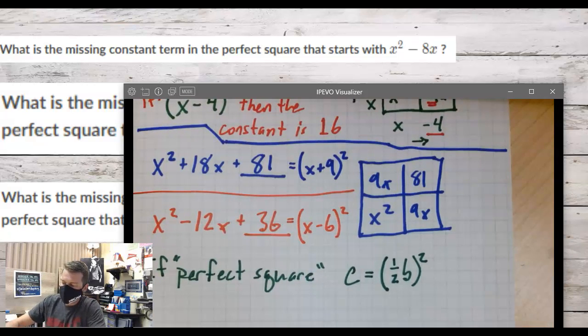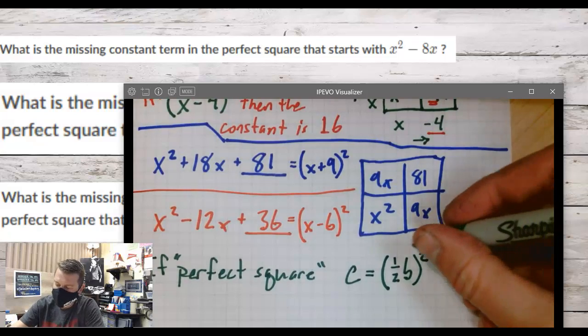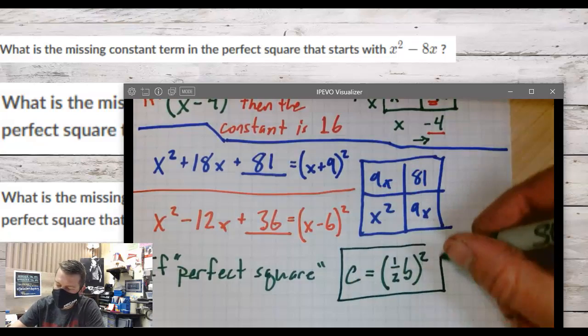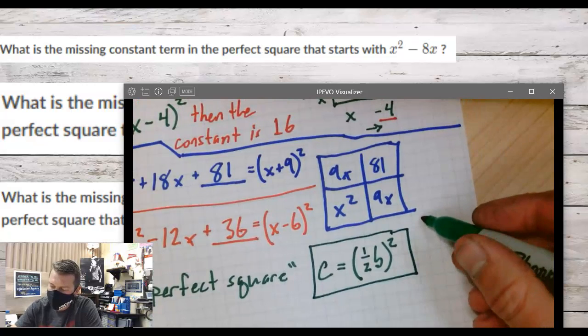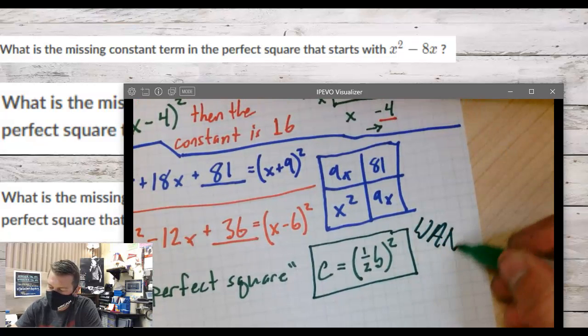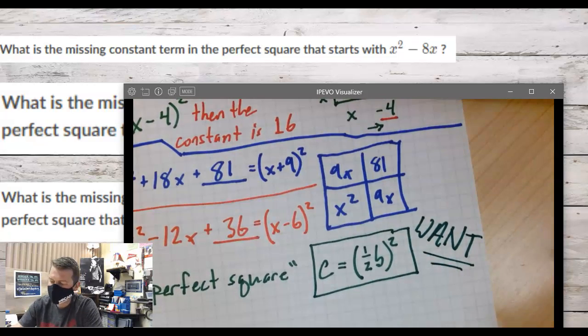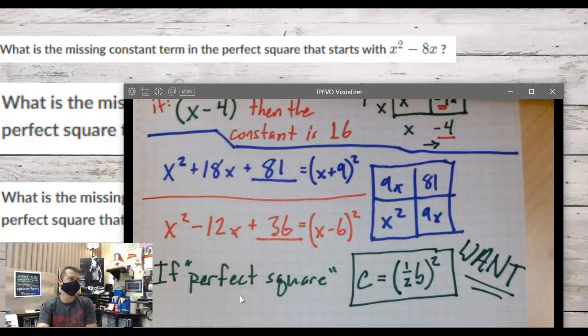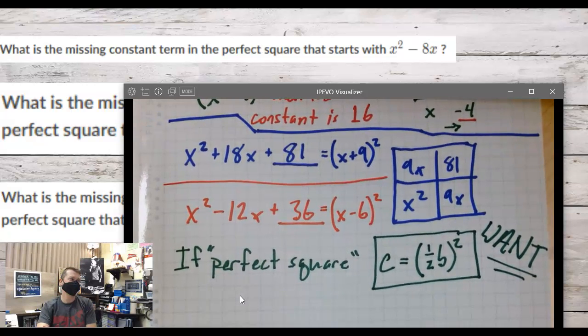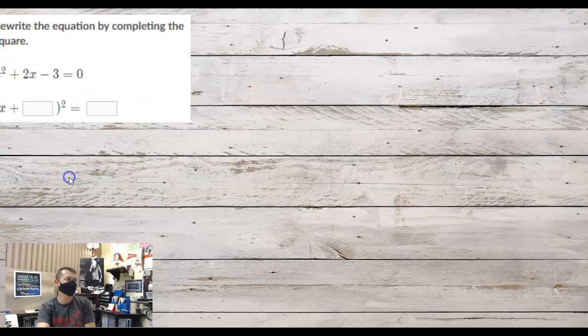So if perfect square, the constant that we want, oh wait, he said want. That might mean that sometimes it doesn't work out. The constant that we want is 1/2 of b squared. That doesn't mean that always is what it is.